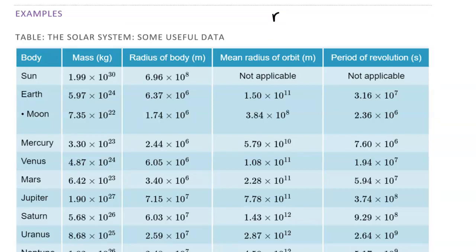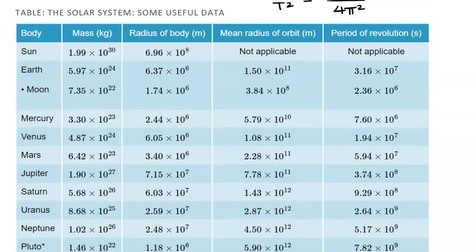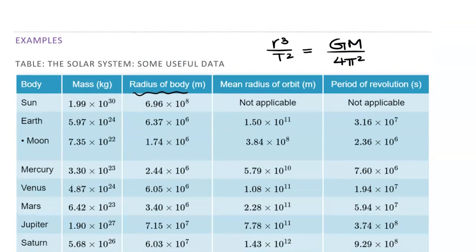So let's go back to that law we spoke about before. We specifically said r cubed on t squared has got to equal GM on 4 pi squared. It's an interesting formula. It's not often you see pi squared in things. Here we've got some useful data about objects in the solar system: a whole bunch of bodies, their masses, their radii, the mean radius of their orbit, and the period of their revolution. The radius of body we're not going to be using, because r cubed means the radius of orbit.